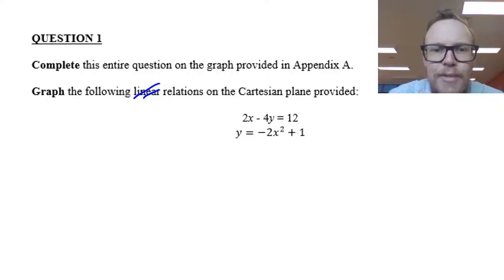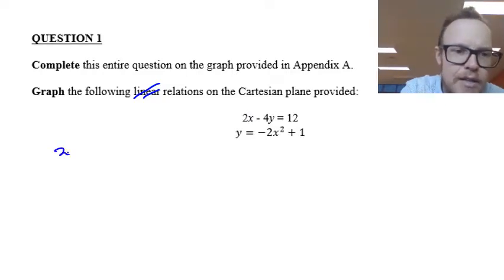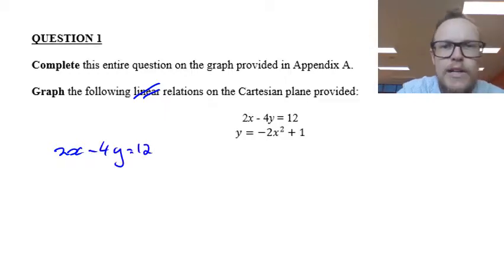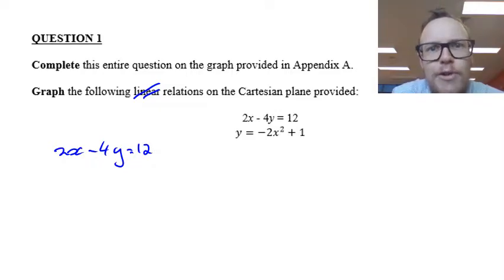On the Cartesian plane provided, we're given two relations. One is linear, one is quadratic. So one we'll need to look at linear ways to graph that, and one we're going to look at how we would graph a parabola. So for the first equation there, 2x minus 4y equals 12. We can manipulate this to get it in the format y equals mx plus c.